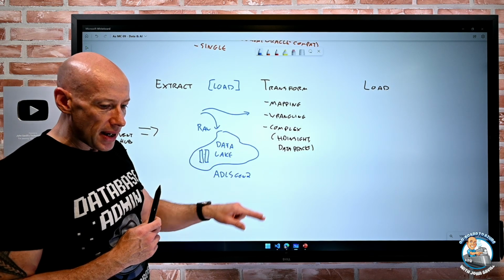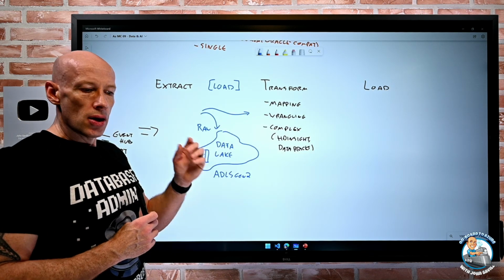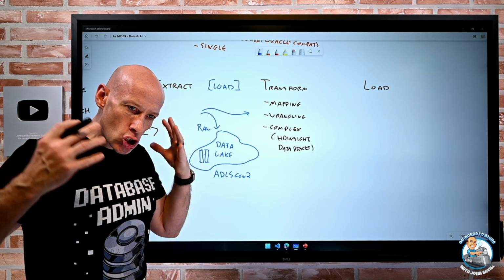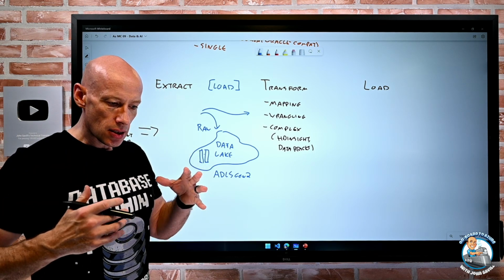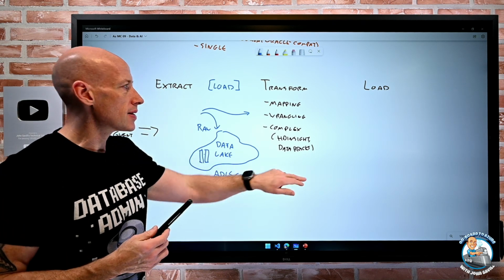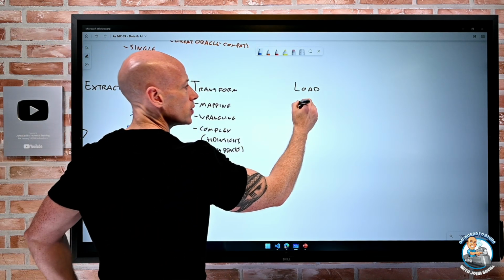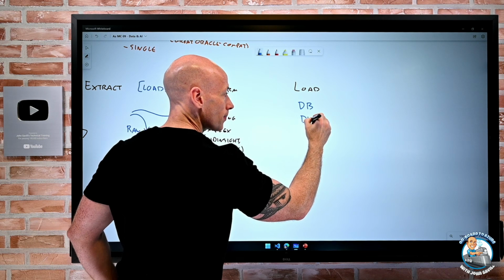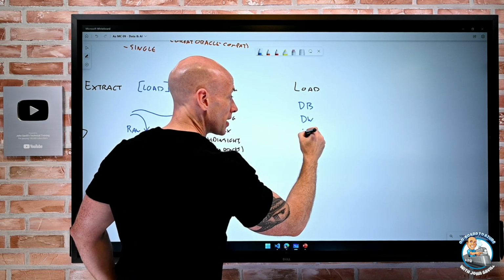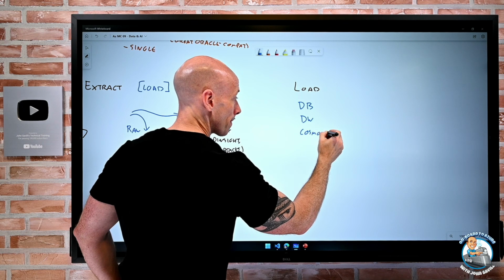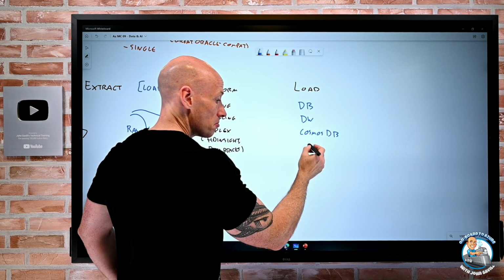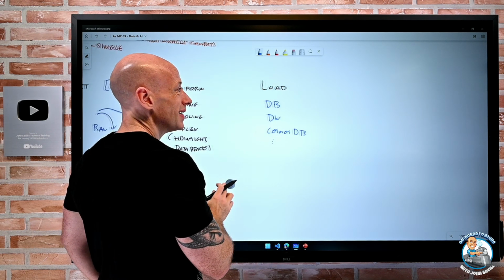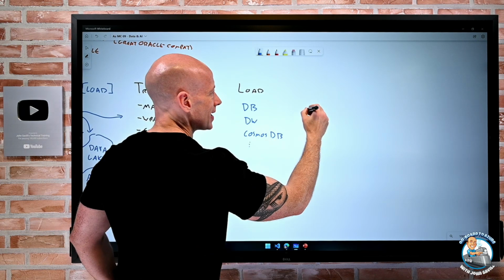So again, we map it, we ensure the quality. We're basically getting the structure that we need to then move forwards. Then we're going to load it. We're going to load it into a database. Maybe then we can do something else, a data warehouse. It might be Cosmos DB. Different things. And then typically we'll run the analytics against it.